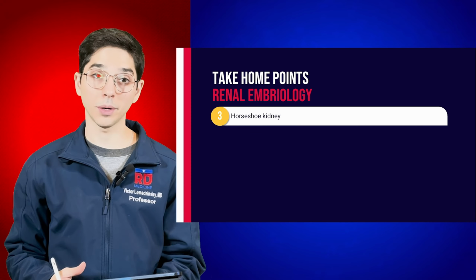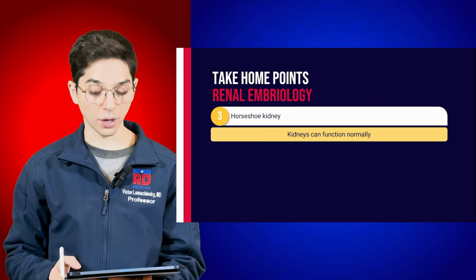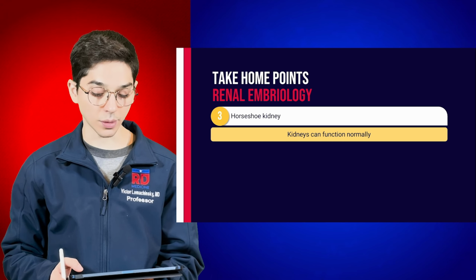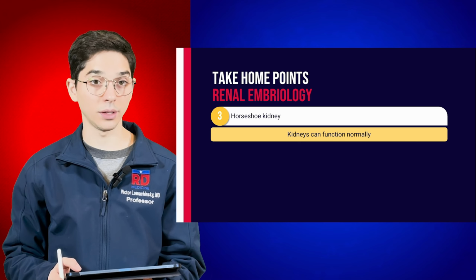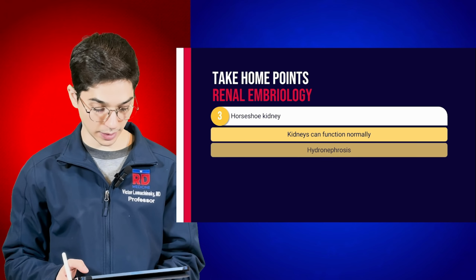Third, let's talk a little bit about horseshoe kidney. Horseshoe kidney results from the fusion of the inferior poles of the kidneys, which does not mean that those kidneys can't function. Oftentimes, they do function normally.